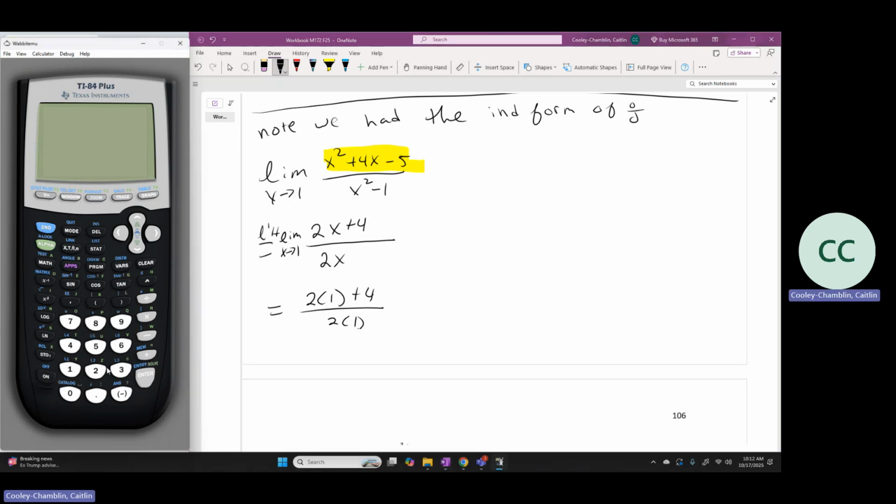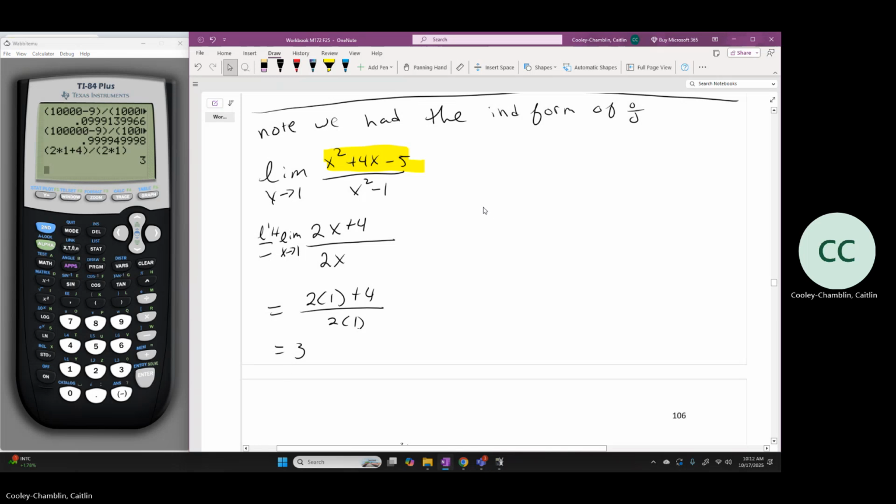Let me type it into the calculator. 2 times 1 plus 4 divided by 2 times 1, which is 3. Now, if we had used L'Hopital's rule and we had still gotten infinity over infinity or 0 over 0, then we can use L'Hopital's rule again. But you have to make sure you're getting that 0 over 0 or infinity over infinity.